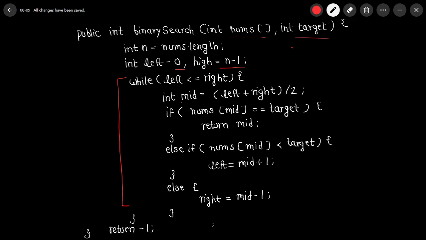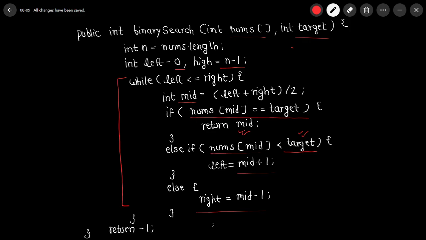Every time we compute the mid index, and if our target is equal to the value present at our mid index, we simply return the mid index. Otherwise, if our mid value is lesser than target, then we need to ignore the left portion, because left would always give me smaller values only. But I want a larger target value. So that's why left equals mid plus 1. Otherwise, ignore the right portion.